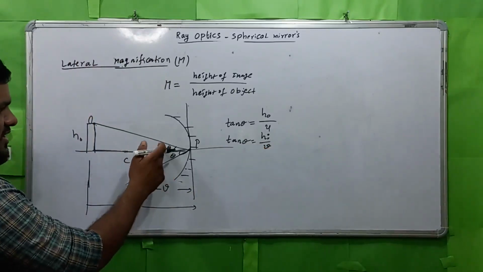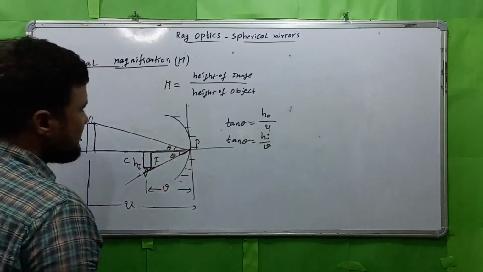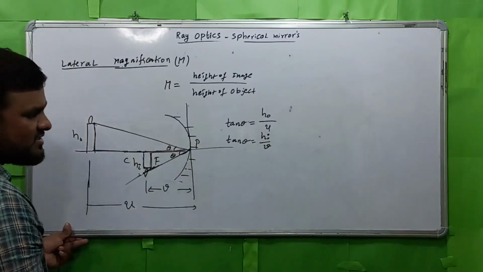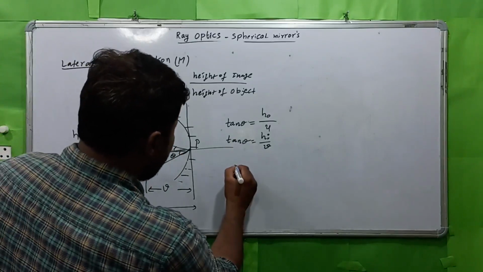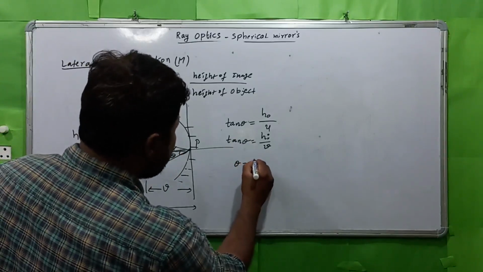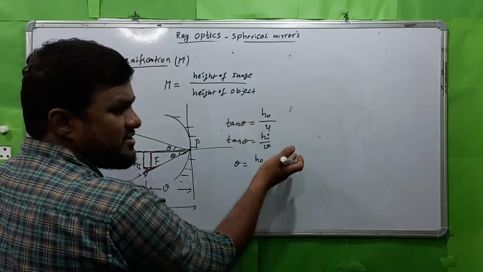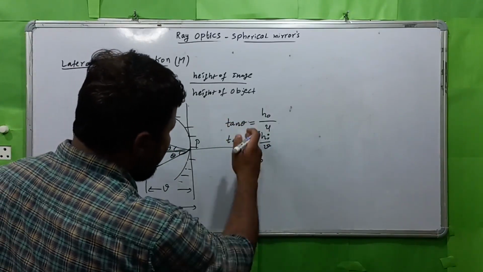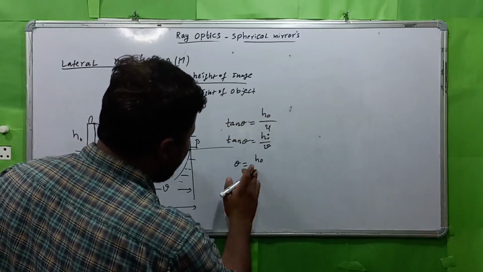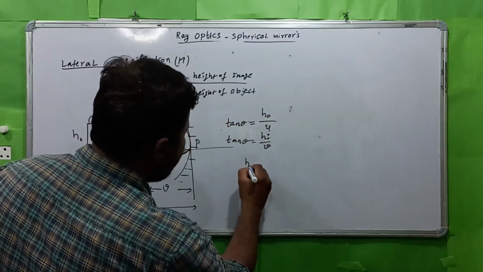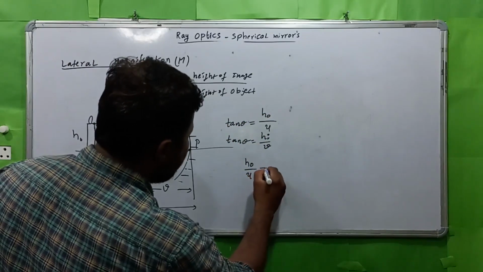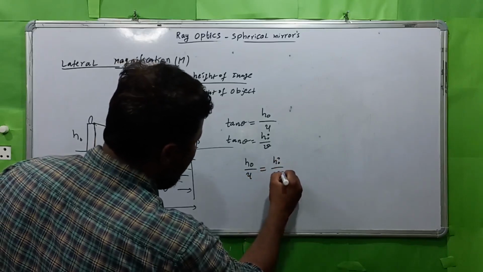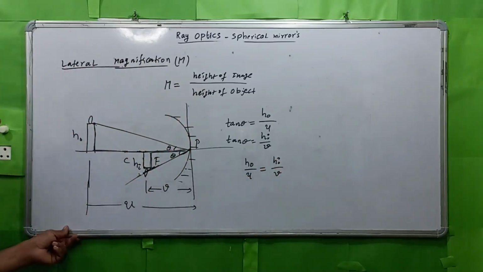Since theta remains the same, the angle of incidence and the angle of reflection being equal, we can go like this. According to the paraxial approximation, you can drop tan and go with theta. Finally we can equate these two, so the height of the object by u is equal to the height of the image by v. Now apply the proper sign convention.